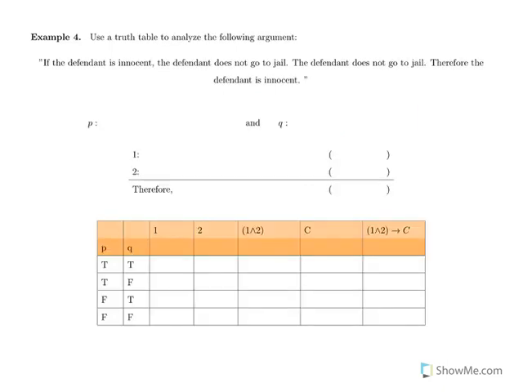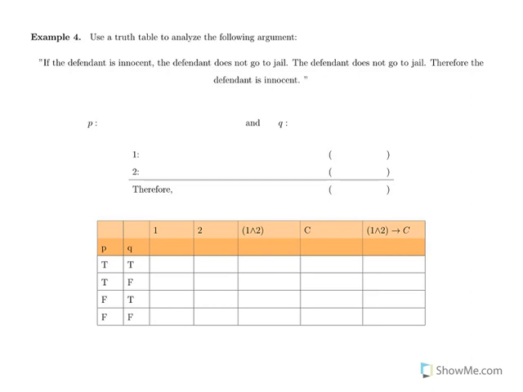All right, next example. Going back to our worded arguments, use a truth table to analyze the following argument. If the defendant is innocent, the defendant does not go to jail. The defendant does not go to jail, therefore, the defendant is innocent.